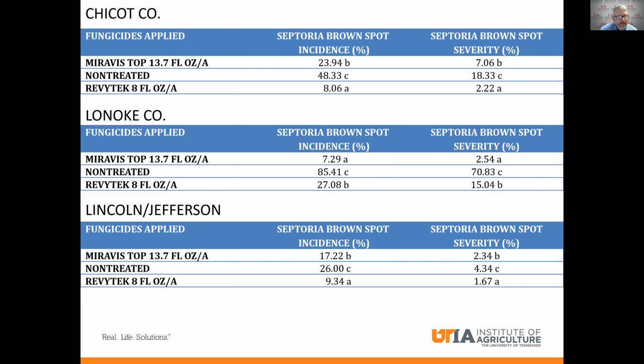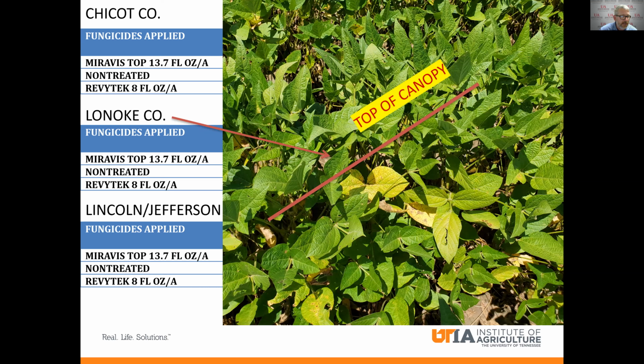And that's what this field looked like. Here was the top of the canopy at Lonoke. There's that Septoria way up at the top there. And it was actually a surprise to me because we've often thought of Septoria brown spot as not being yield limiting, right? I'm going to say that a couple of times probably in this talk, but it's not yield limiting.